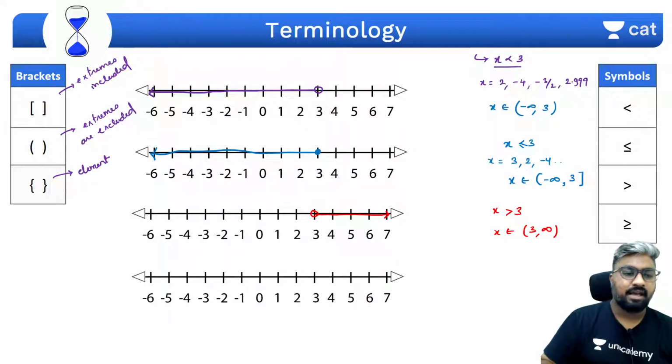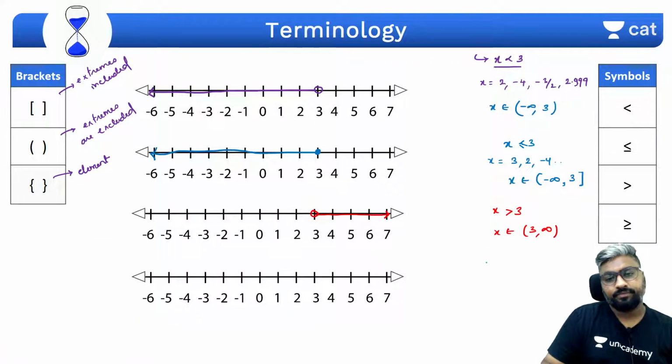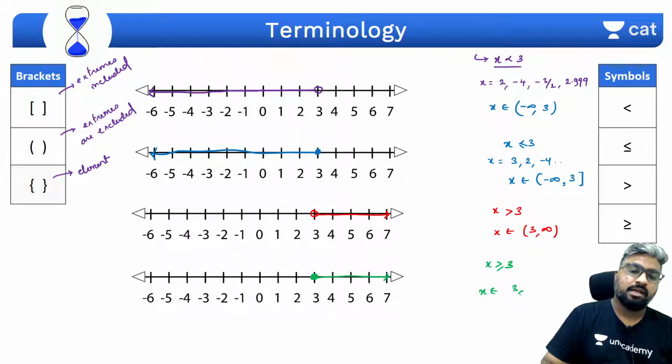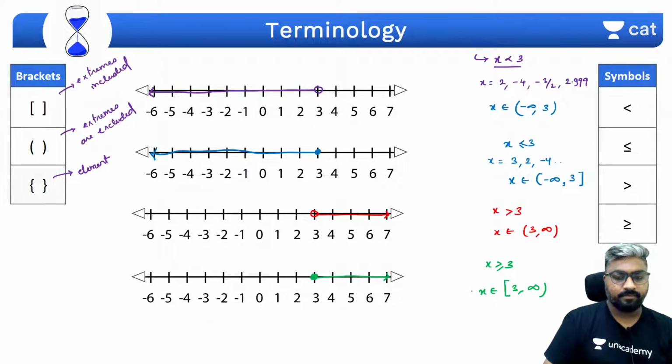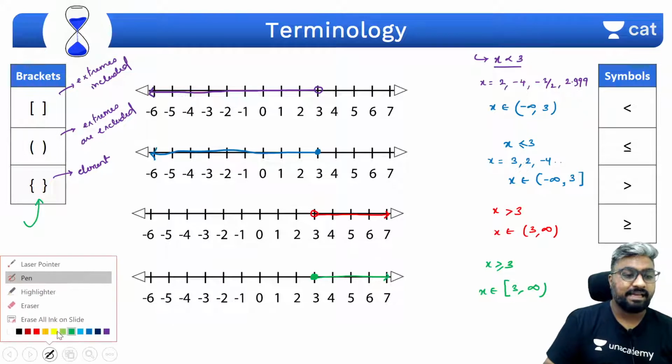And if we have greater than or equal to 3, that means x can take up any value to the right of 3, including 3. So x will belong to [3, infinity). Infinity can never be in square brackets, but 3 will be, because 3 is a part of it. Clear everyone? Now in all of these, where do we use flower bracket? When we have to talk about a specific element.